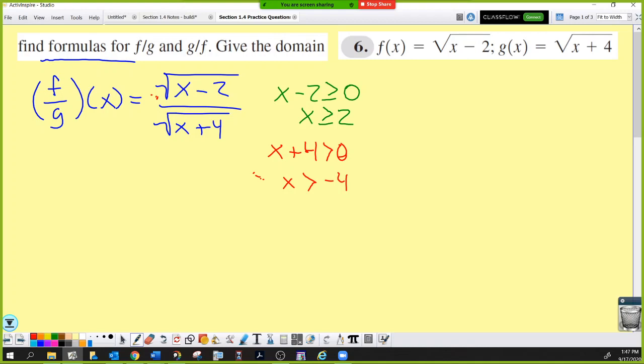So our final domain ends up being the more restrictive one, and I'm going to use interval notation because I prefer that, because that's what's on my tests.